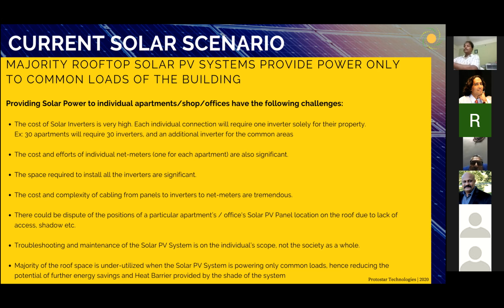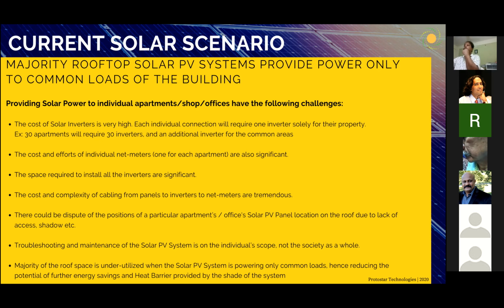I have already mentioned all of these points. The complexity of cabling, the troubleshooting and maintenance of solar systems on an individual scale. This is another big point. If one person's solar system does not work efficiently, it becomes his personal duty to go and get it fixed. And it's not even his forte. He does not know who to contact, who is going to work on it, whether it is being done properly. That becomes a big issue.